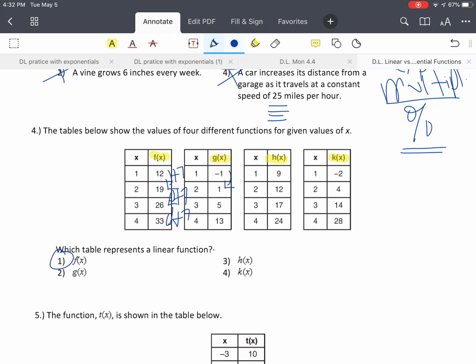-1 plus what is 1? It might be easier just to count if we think about our number line. -1, so the next number would be 0, then 1. So that would be adding 2. Is 1 plus 2 5? No, right? And 5 plus 2 is not 13, so that's not linear. How about 9 to 12? 9 plus what is 12? 3? Is 12 plus 3 17? No, so that's not right.